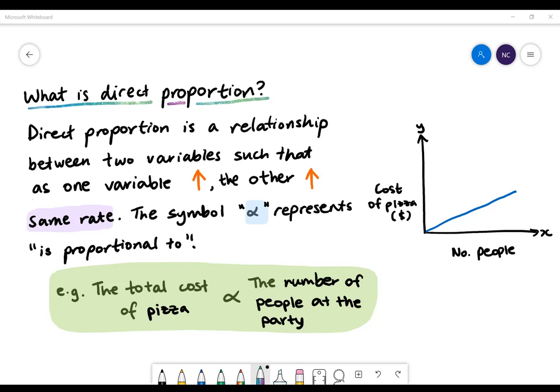Let's take a look at the graph on the right-hand side. We've got the number of people on the x-axis. It's going to be our independent variable. As the independent variable increases, so does the y-axis variable, which is the cost of pizza.